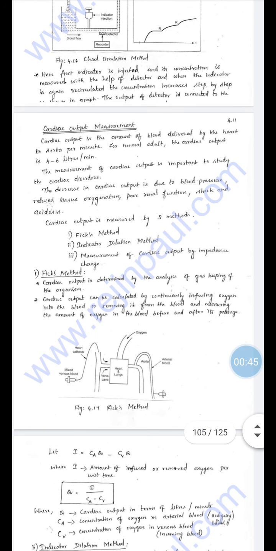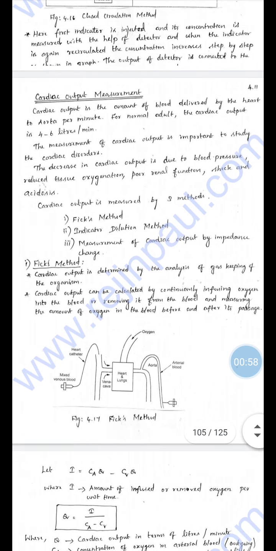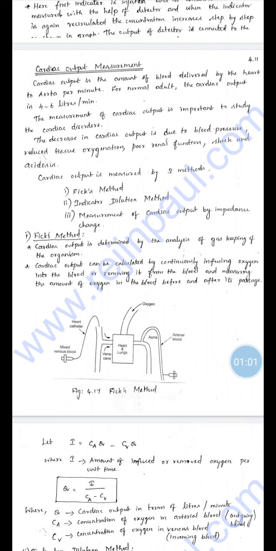Cardiac output is the amount of blood delivered by the heart to different parts per minute. For normal adults, the cardiac output is 4 to 6 liters per minute. The measurement of cardiac output is important to study cardiac disorders. The decrease in cardiac output is due to blood pressure, reduced tissue oxygen generation, poor renal function, shock and accidents.